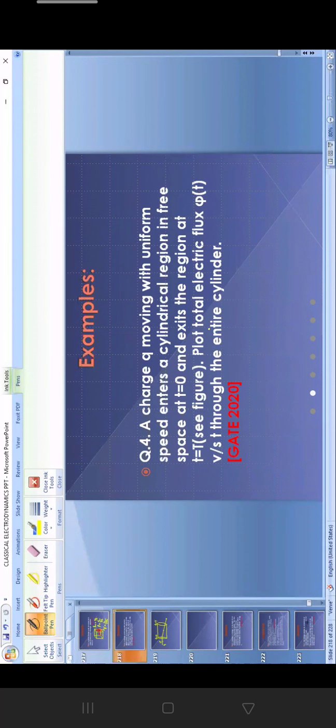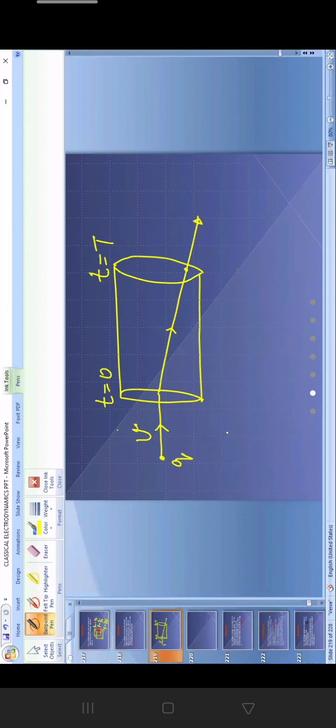See the figure. Plot the total electric flux versus time graph through the entire cylinder. You will have to plot the flux versus time curve.